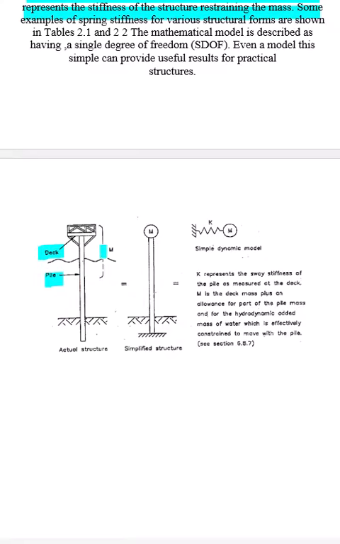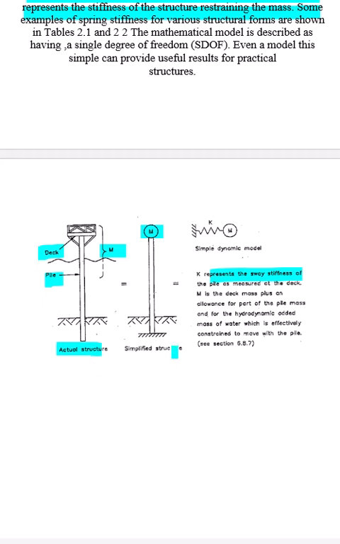Deck, pile, mass. That's the mass. The pile is the stiffness. K represents the spring stiffness of the pile as measured at the deck. M is the deck mass plus an allowance for part of the pile mass, and the hydrodynamic mass, which is water that is effectively constrained to move with the pile.